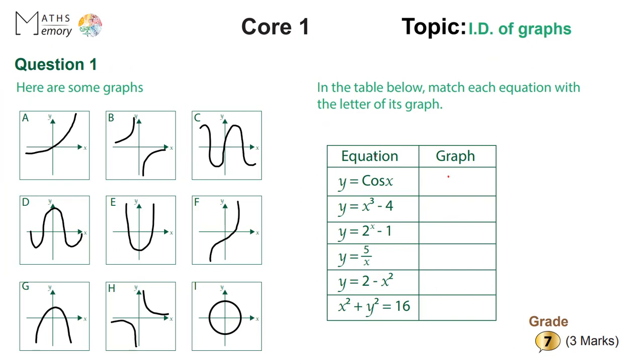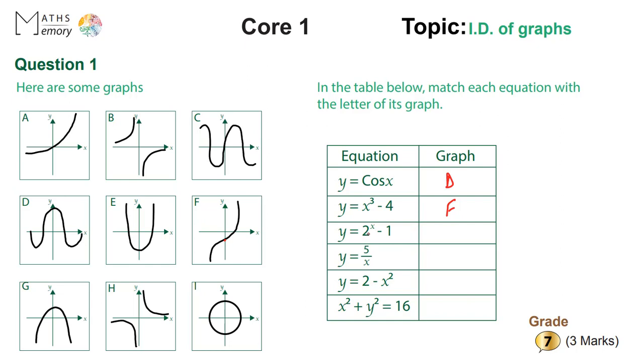So the first one, we have y equals cos x. So this is symmetrical on the y-axis. It'll definitely be a D over here. Make sure you know your sine, cos, and tan graphs. Second one, a cubic graph. We have a y-intercept of -4. This will be F, because it's slightly below here as well. We look at the -4.